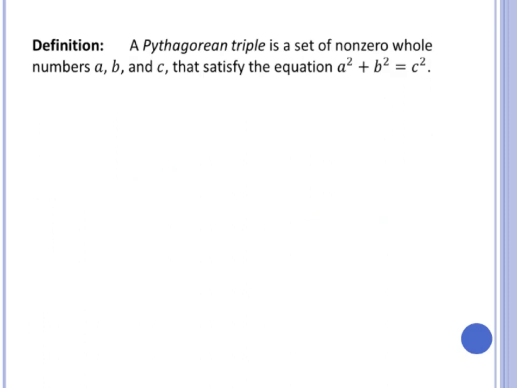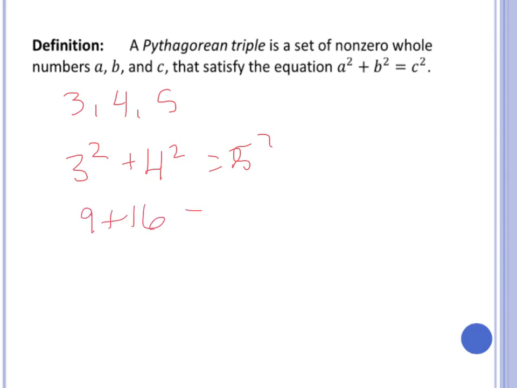When we have a squared plus b squared equals c squared, and they're all perfect numbers, that's called a Pythagorean triple. The best Pythagorean triple would be 3, 4, and 5, meaning 3 squared plus 4 squared is equal to 5 squared, because 9 plus 16 is equal to 25. So this is the best, most well-known Pythagorean triple.